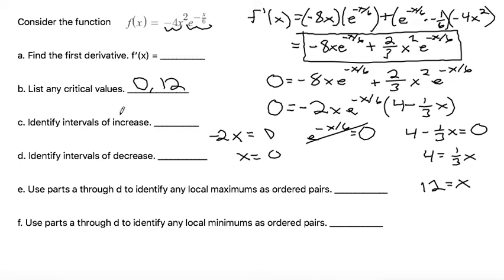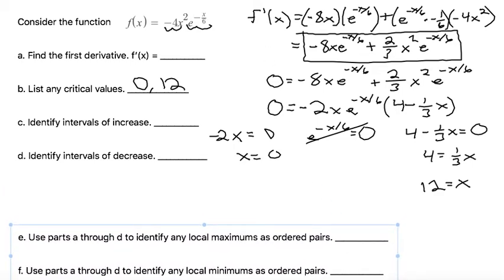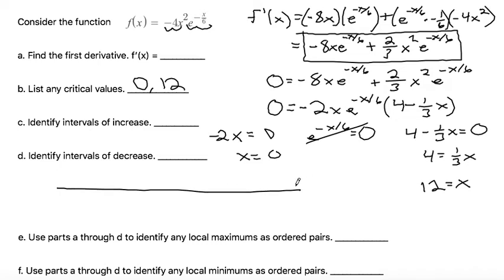From here, we need to identify intervals of increase. Let me give myself a little bit more space. If I draw a number line, let me label my critical values. So I would have 0 and 12. I need to figure out what happens in between my critical values. So to the left of 0, between 0 and 12, and from 12 to infinity.